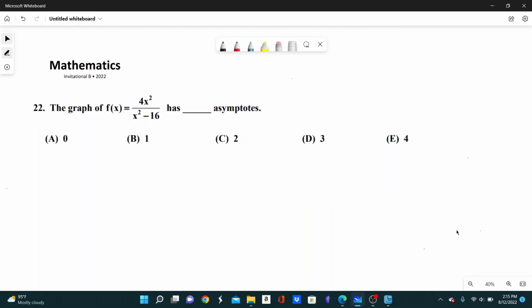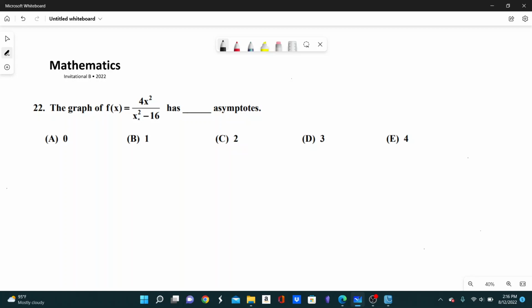Number 22. The graph of f of x equals 4x squared over x squared minus 4 has how many asymptotes? So there are three kinds of asymptotes. You have vertical asymptotes that occur whenever the denominator of your rational function is 0. You have horizontal asymptotes that happen whenever you get really large or really small values of x, and then the value of the function converges to a single value.